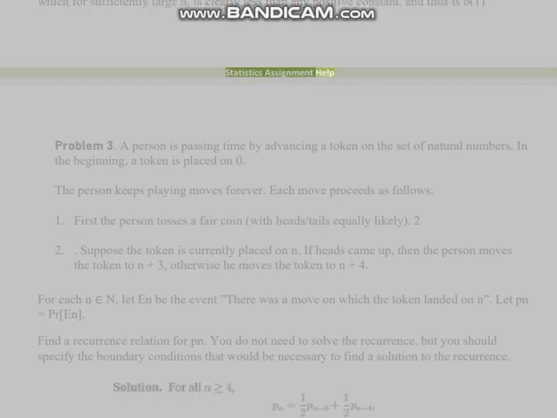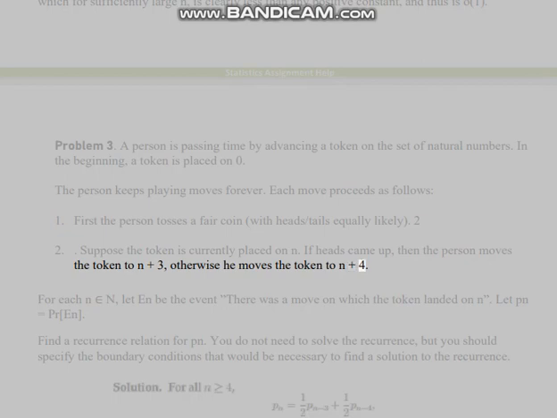Problem 3. A person is passing time by advancing a token on the set of natural numbers. In the beginning, a token is placed on 0. The person keeps playing moves forever. Each move proceeds as follows. First the person tosses a fair coin, with heads and tails equally likely. Suppose the token is currently placed on n. If heads came up, then the person moves the token to n plus 3, otherwise he moves the token to n plus 4.